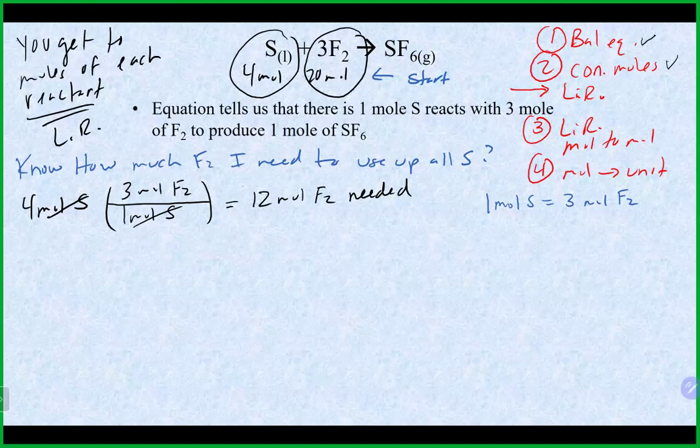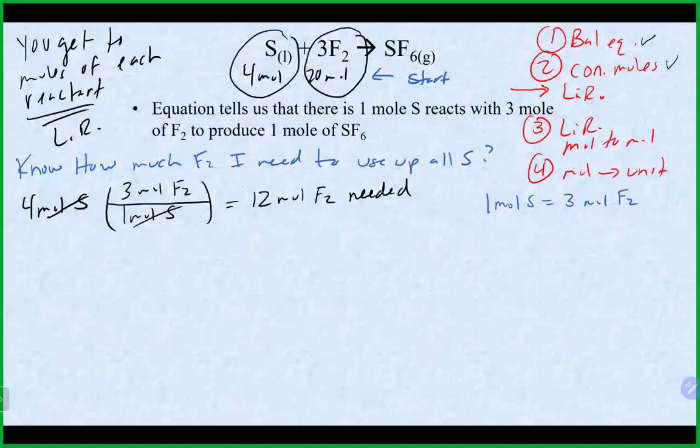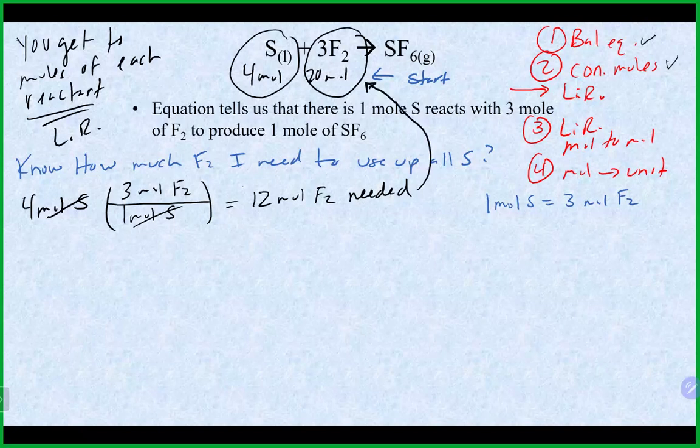So if we do this, what this calculation says is if we started with the correct numbers here of 4 moles of sulfur and 20 moles of fluorine, I would need 12 moles of fluorine to do that. What I then would want to do is actually compare how many moles of fluorine I started with. I started with 20 moles. I would only need 12. Do I have enough fluorine in this case? I do.